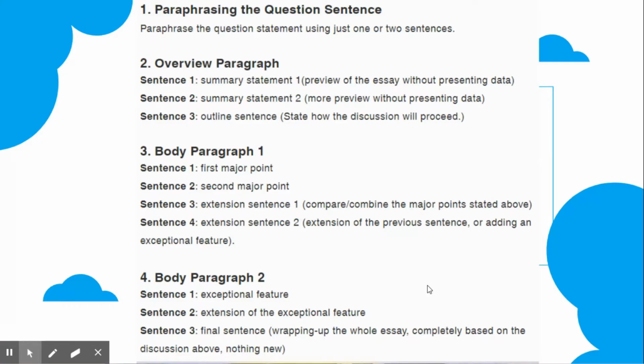Now look at body paragraph 1. First major point, second major point. The second major point is debatable, but 1 major point is okay. But if you have 2, it means you have a wider perspective and more critical thinking skill. Extension sentence 1, usually you compare between the lines, between the data. In extension sentence 2, you can add some exceptional features, or you can give supporting statements, but not your opinion. Do not state any opinion in this writing task.